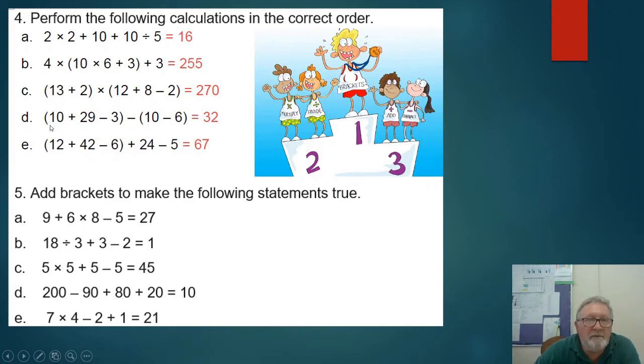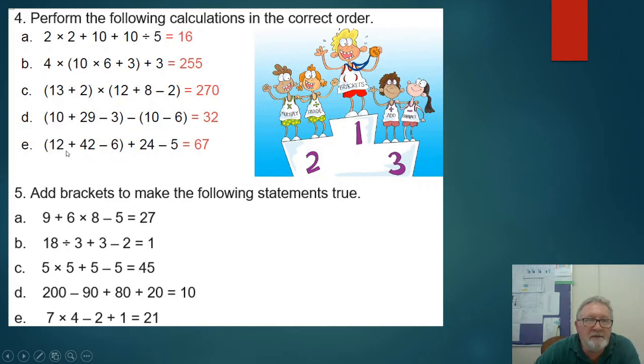Brackets first, left to right. 29, 39 minus 3 is 36. And this bracket, 10 take 6 is 4, so 36 take 4 is indeed 32.